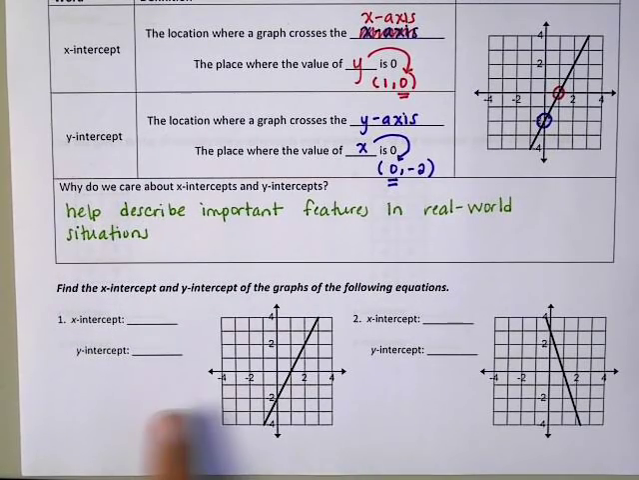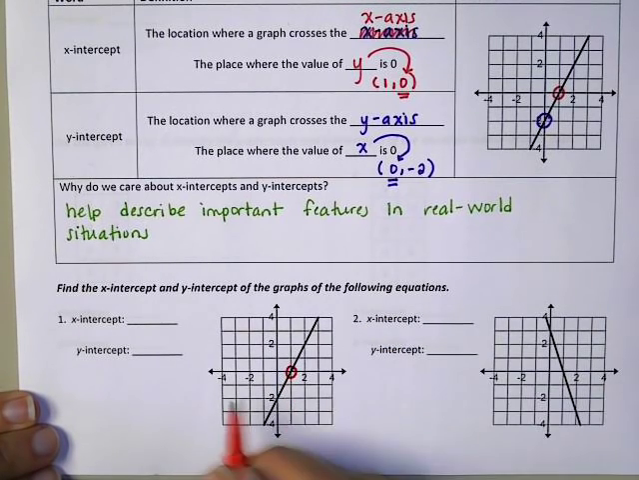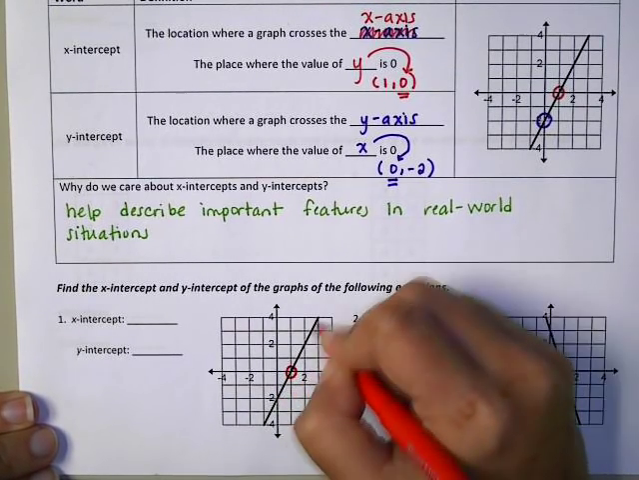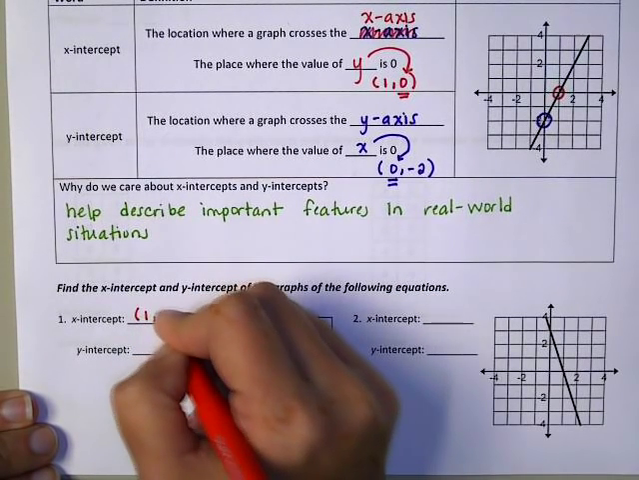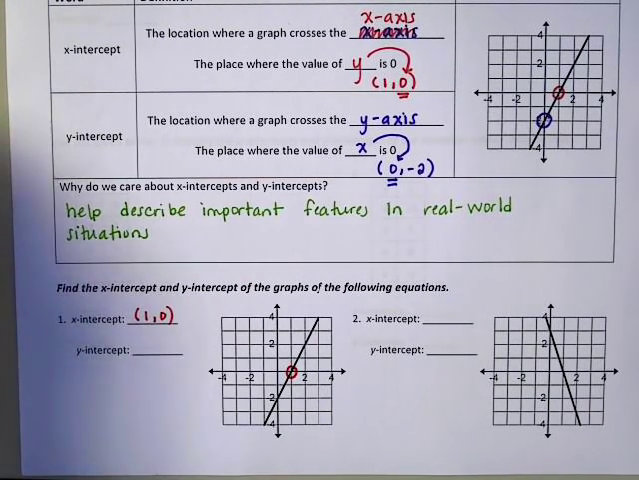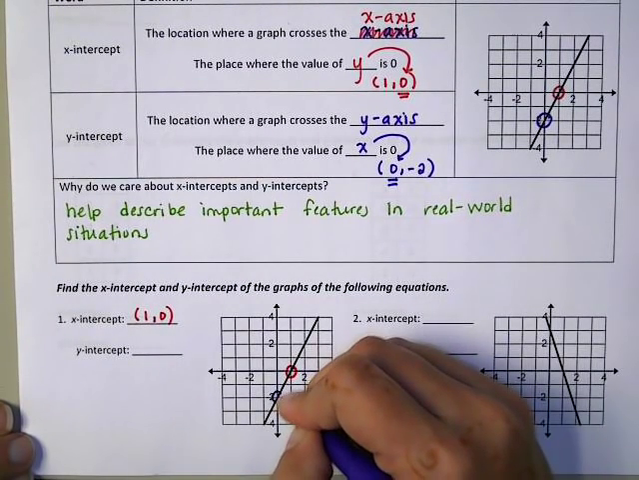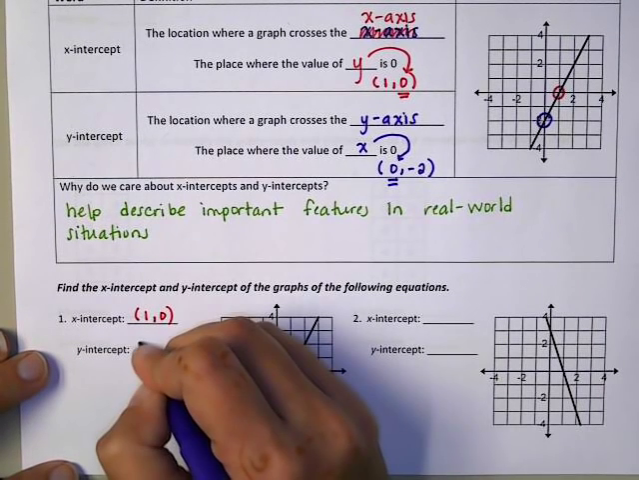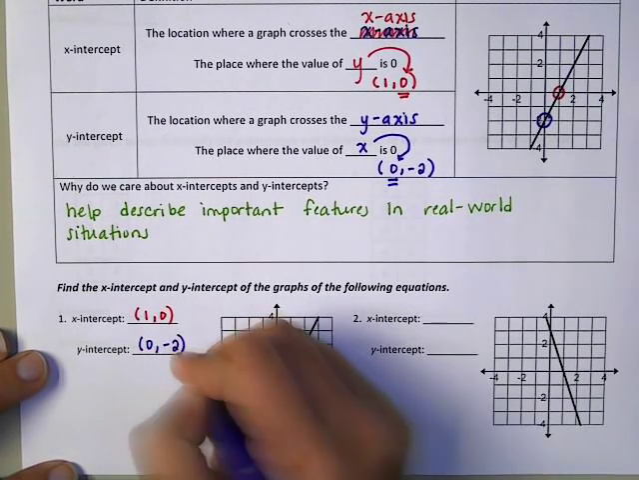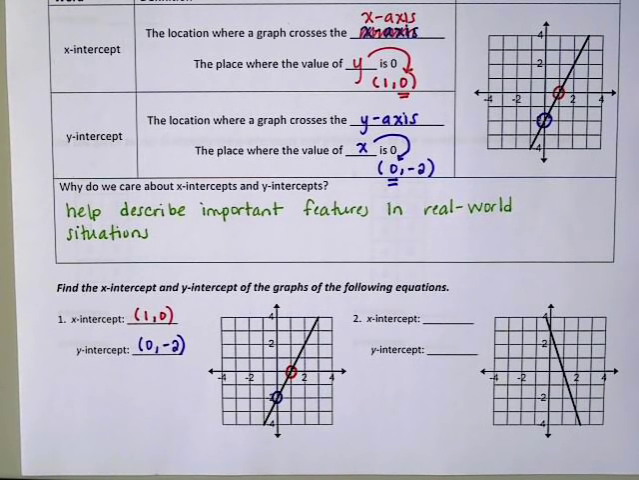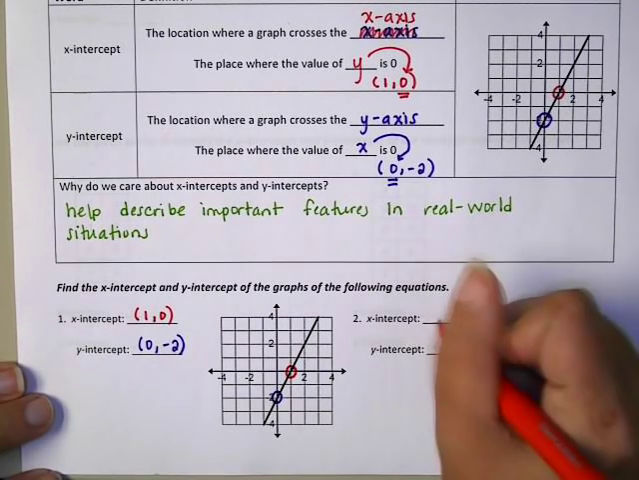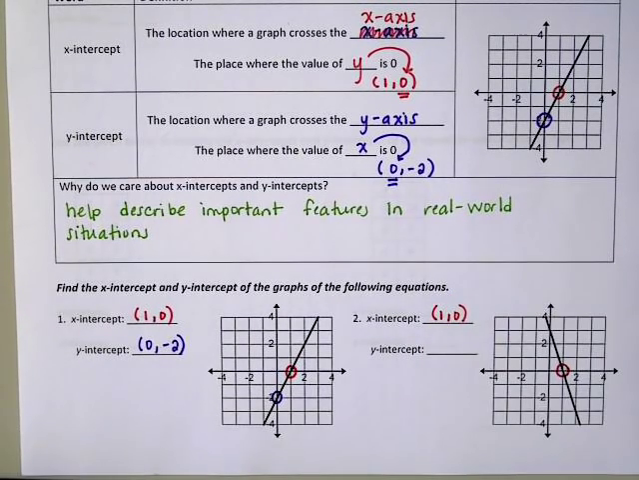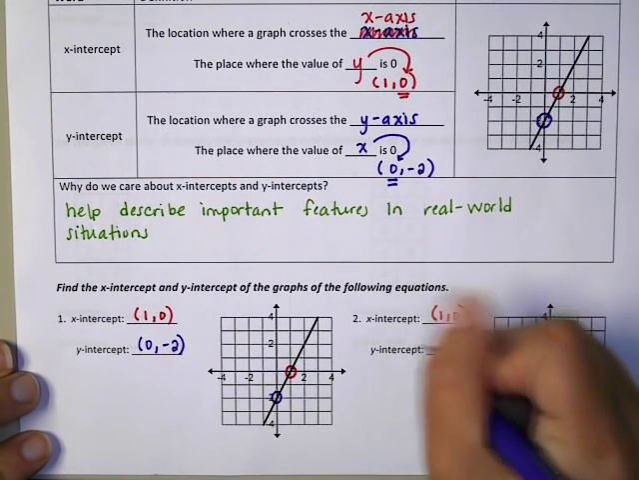So in this first graph right here, I would look for the x-intercept on the x-axis. So here's the x-axis. It's the place where the line crosses through that point. That would be at the point (1, 0). The y-intercept would be the place where the graph crosses the y-axis, which would be at the point (0, -2). If we try this again, the x-intercept of this graph would be also at (1, 0), and the y-intercept would be at (0, 3).